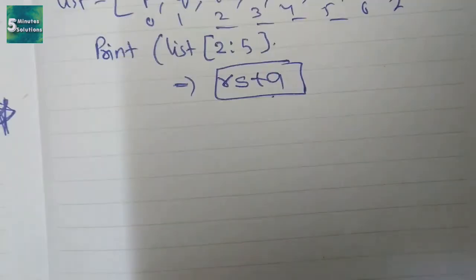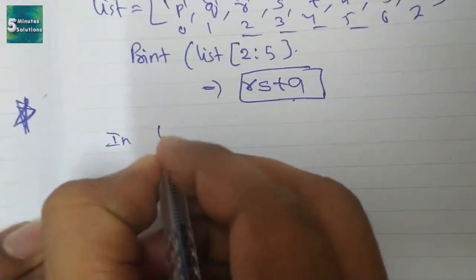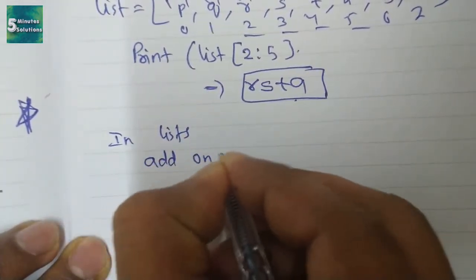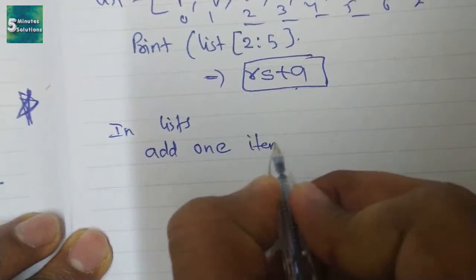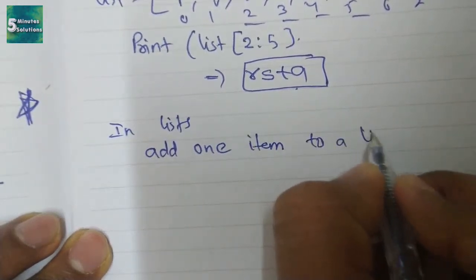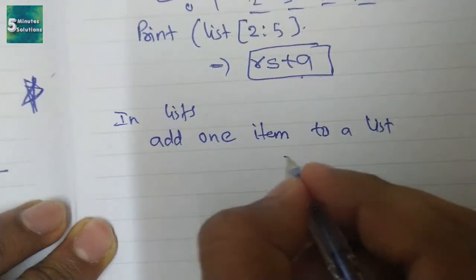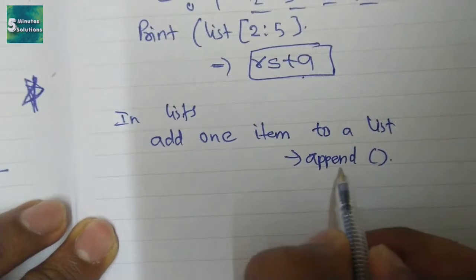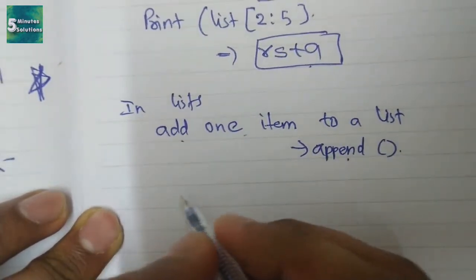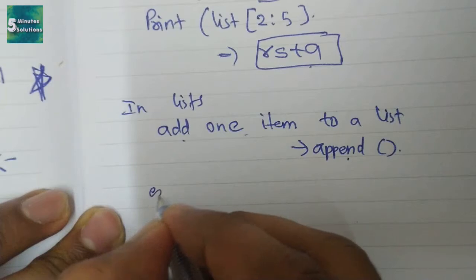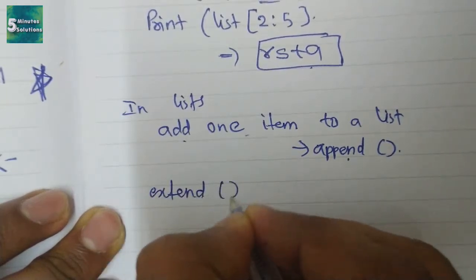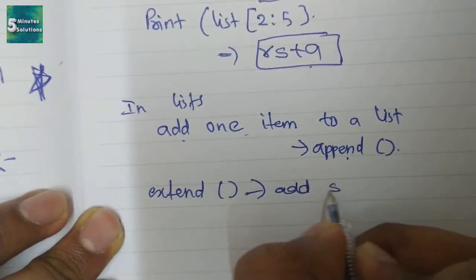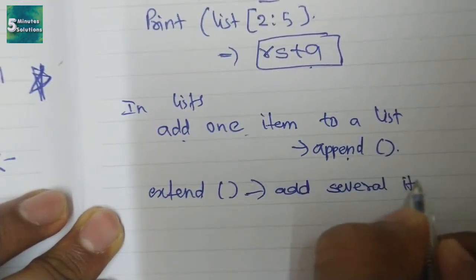Now in lists, if you want to add one item to a list, we use the append function. Append function is used to add one item to a list. And there is another function called extend. The extend method is used to add several items to a list.